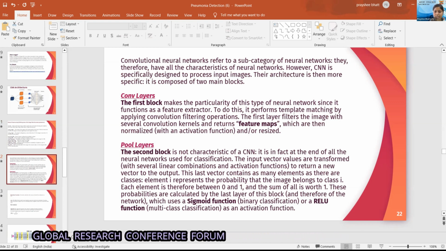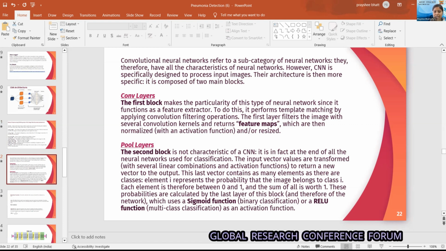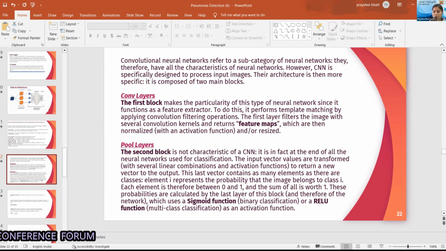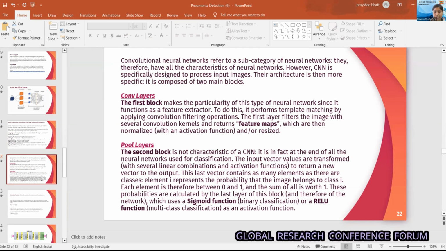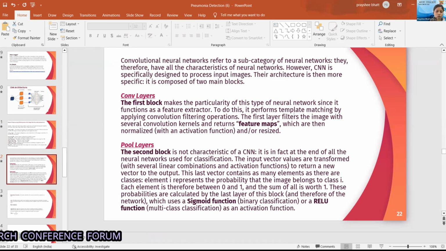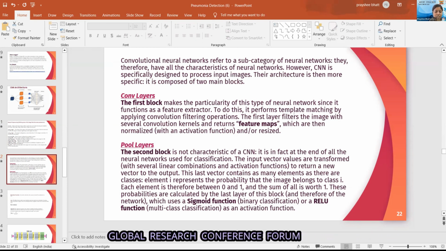The convolutional layers in the neural network act as a feature extractor, and from the feature map we can analyze the image further. The second block, the pooling layers, is not a characteristic of CNN basically. It is used for classification purposes. Each element is between 0 and 1, and the sum of all is 1. In this layer, the sigmoid function is used for binary classification, 0 and 1.